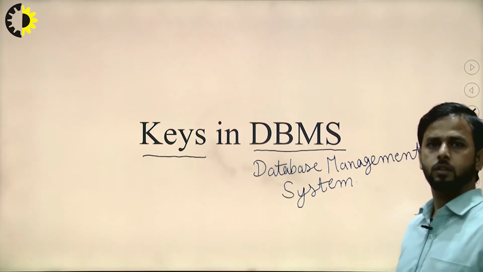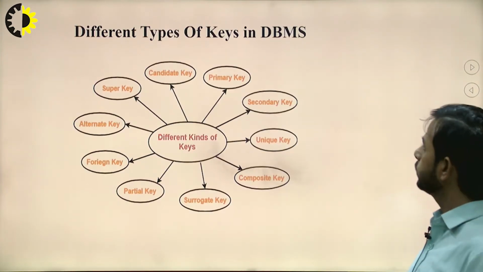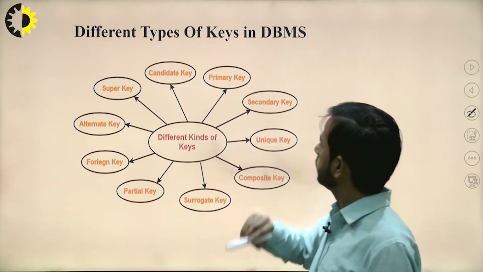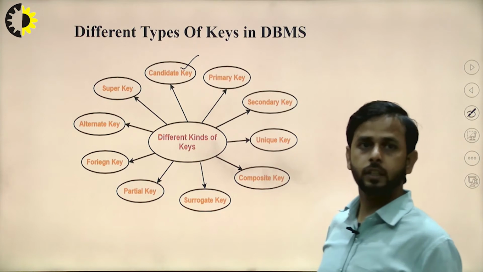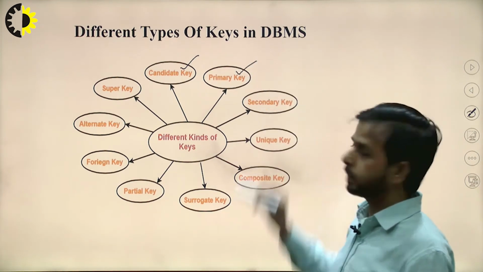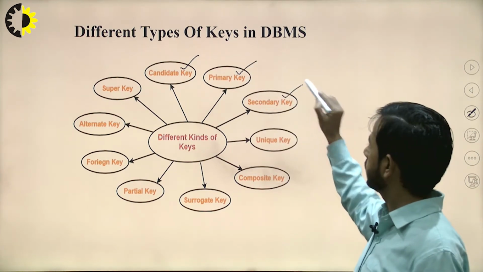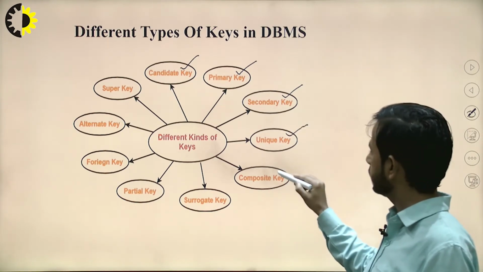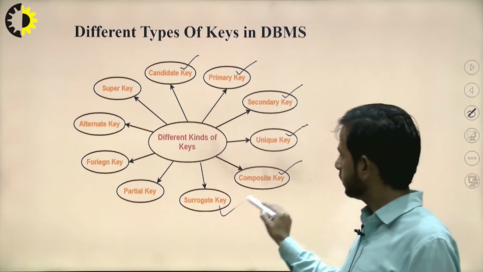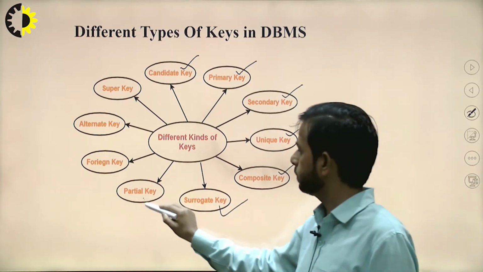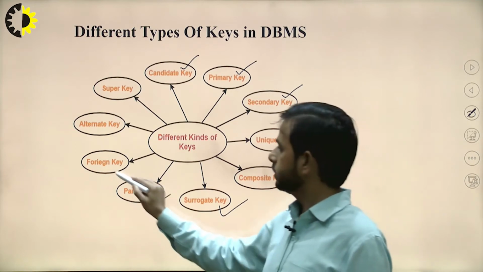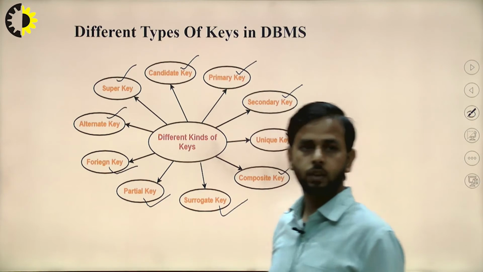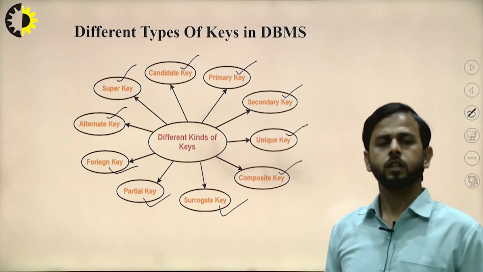There are various types of keys in DBMS. There is candidate key, primary key, secondary key, unique key, composite key, surrogate key, partial key, foreign key, alternate key and super key. So there are various types of key in DBMS.